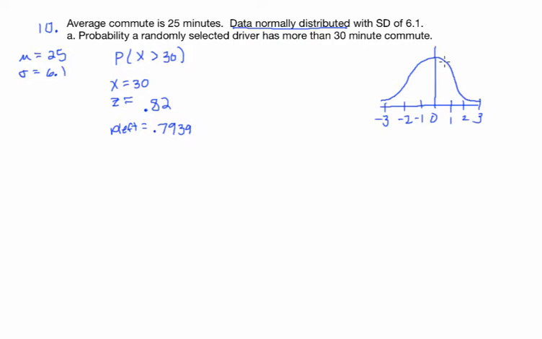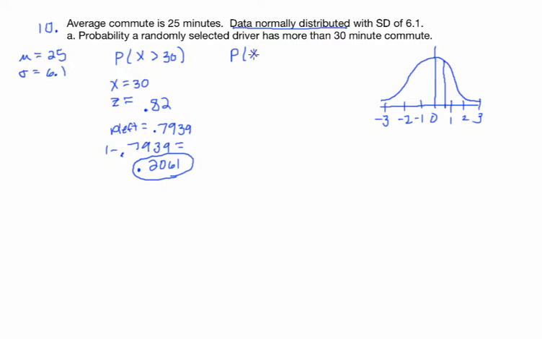So 0.82, that I'm to the left of that is 0.7938, but I want to the right. I want more than. So I'm going to do 1 minus that. About a 20% chance that you're more than. Let's do part B as well. B asks, what is the probability that I have less than an 18-minute commute?